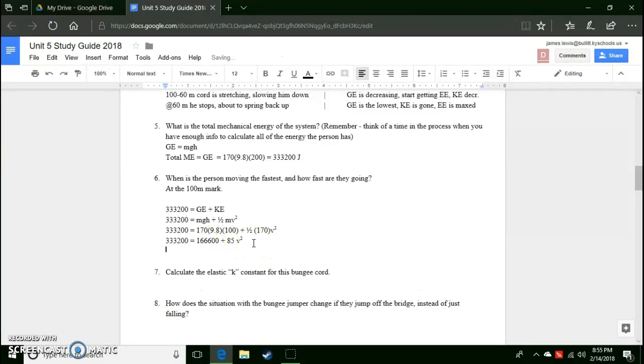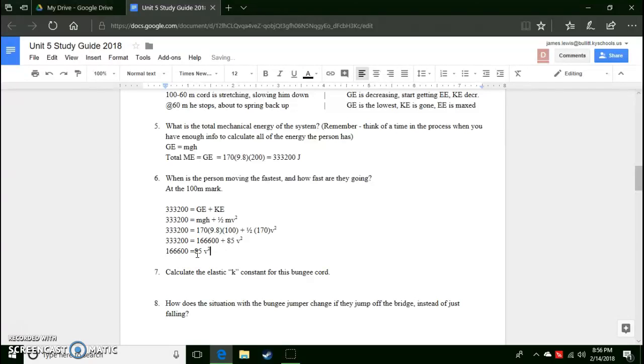I would like to actually show my work here, but I'm going to subtract those on the calculator. So that 166,600 on one side is going to go away, and we're going to have 333,200 minus 166,600. Oh, well, it's exactly half. I should have known that. That's the nice part about it being the halfway mark. Well, anyway, so that equals 85 v squared.